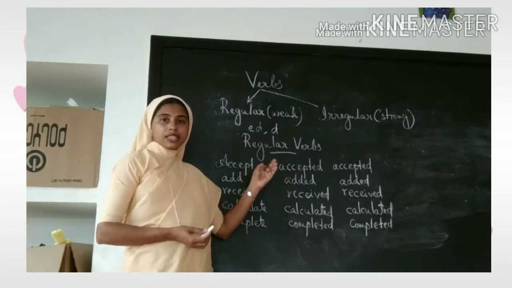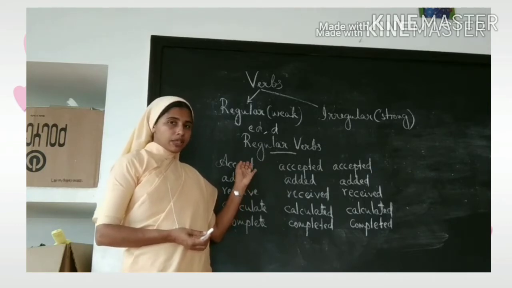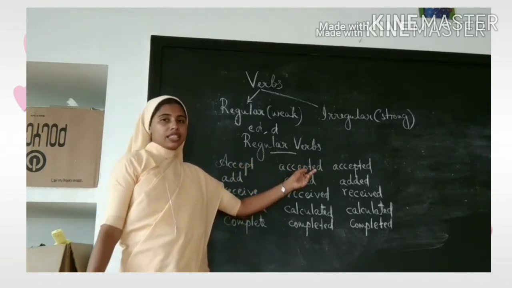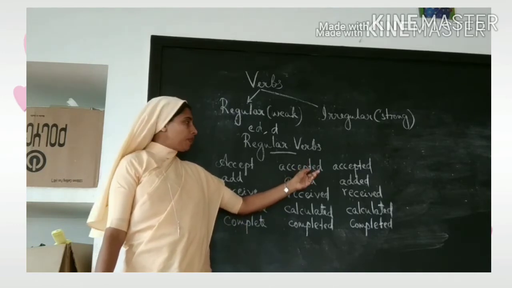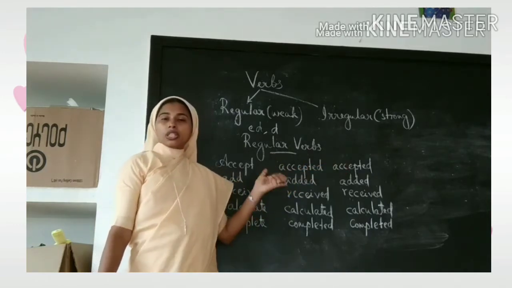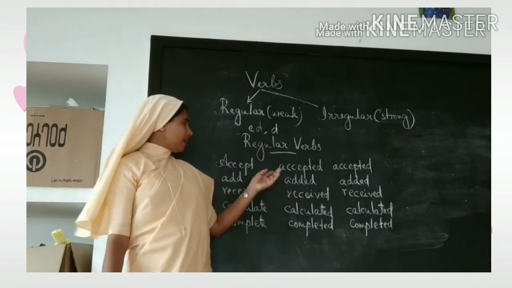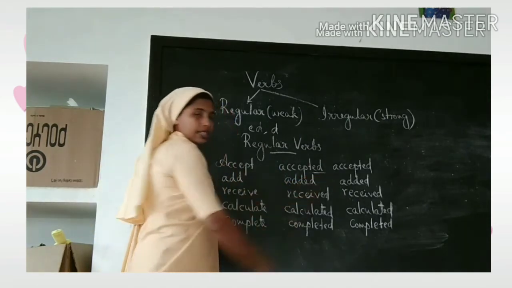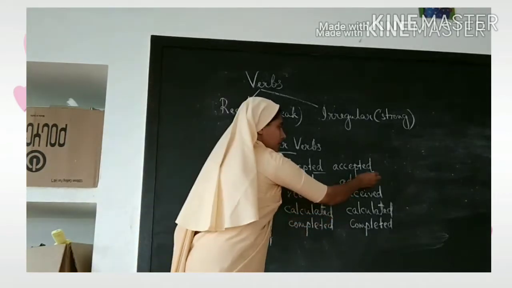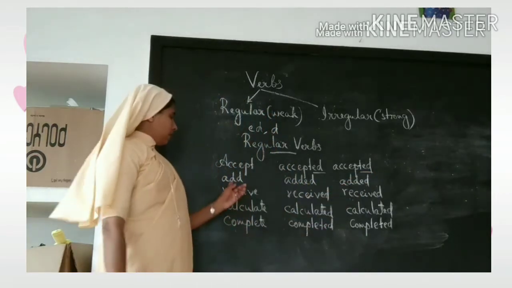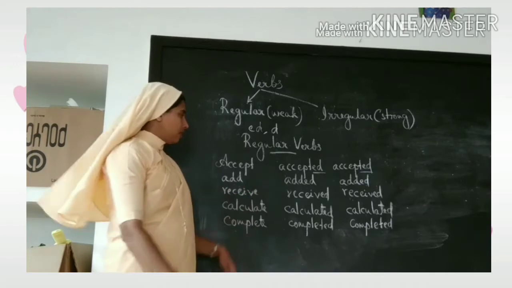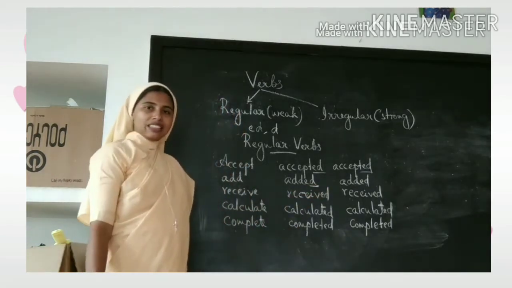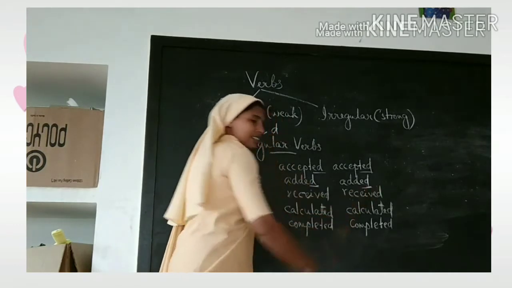Accept, that is the base form of the verb, that is the present tense of the verb. Accepted, that is past form. Accepted, that is past participle form. Okay, see here what is added here? The suffix ed is added here in both cases. Again, add. We have added ed, added, again added.